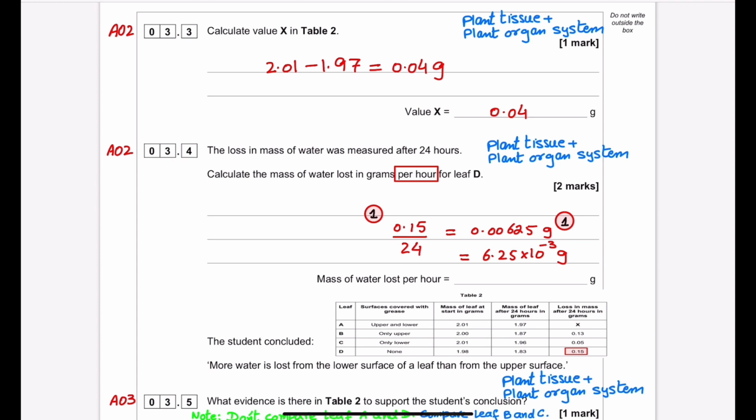The student concluded more water is lost from the lower surface of the leaf than the upper surface of the leaf. 5.3. What evidence is there in table number 2 to support the student's conclusion? This is an AO3 question, and this question is from plant tissues and plant organ system.